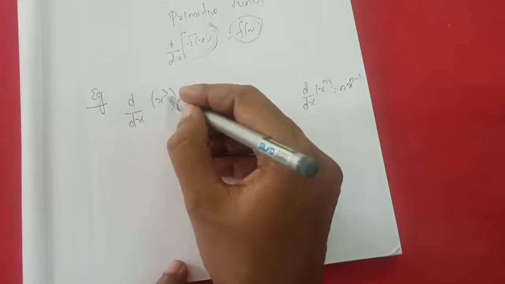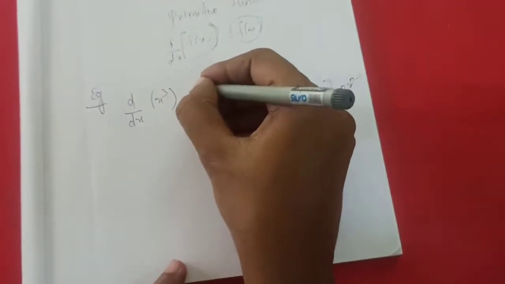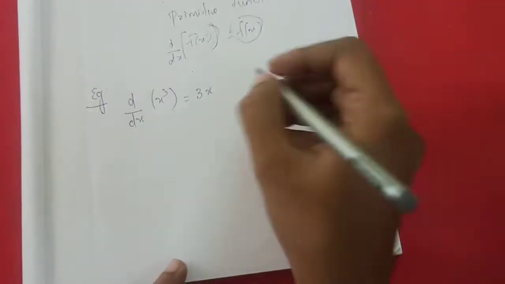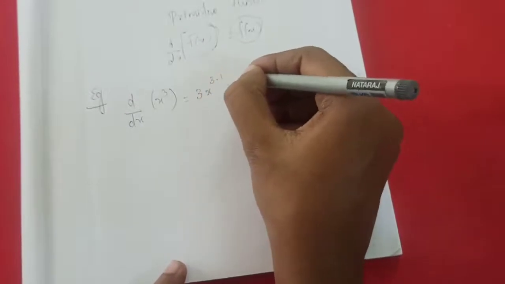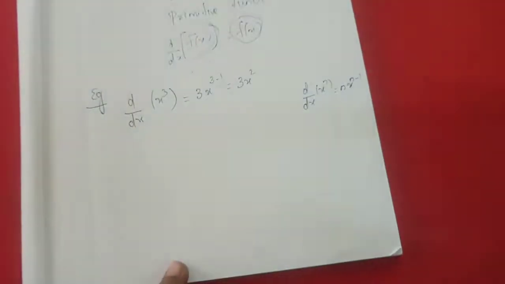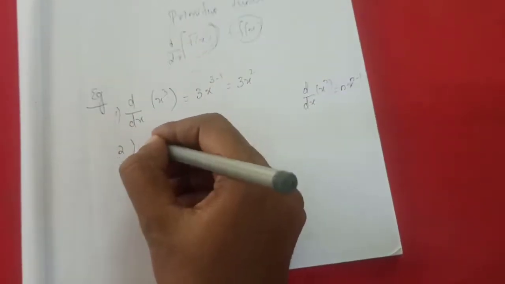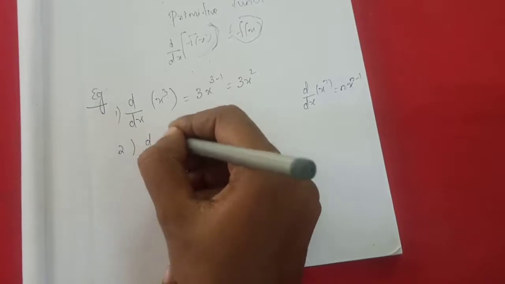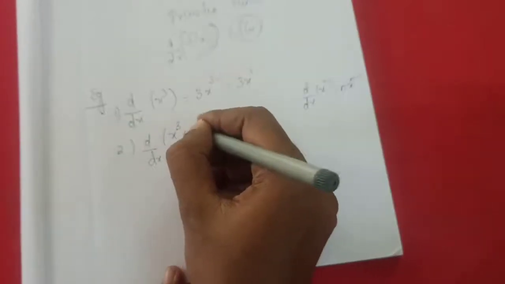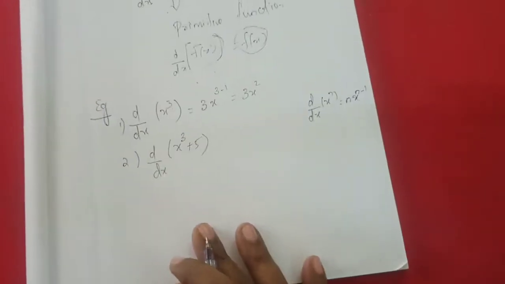What's the n value? 3. Correct. So 3 into x power n minus 1, that is 3 minus 1. That's the differentiation, 3x square. So d by dx of x cube is equal to 3x square. Okay. So similarly, many examples we can do. Another one: d by dx of x cube plus 5.